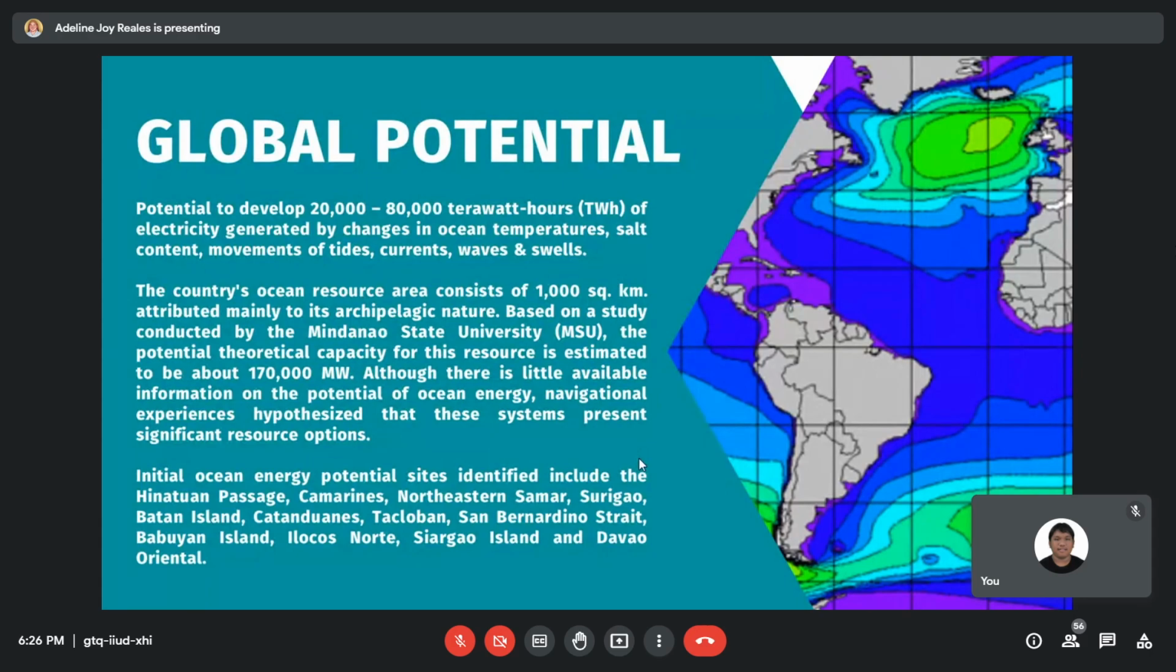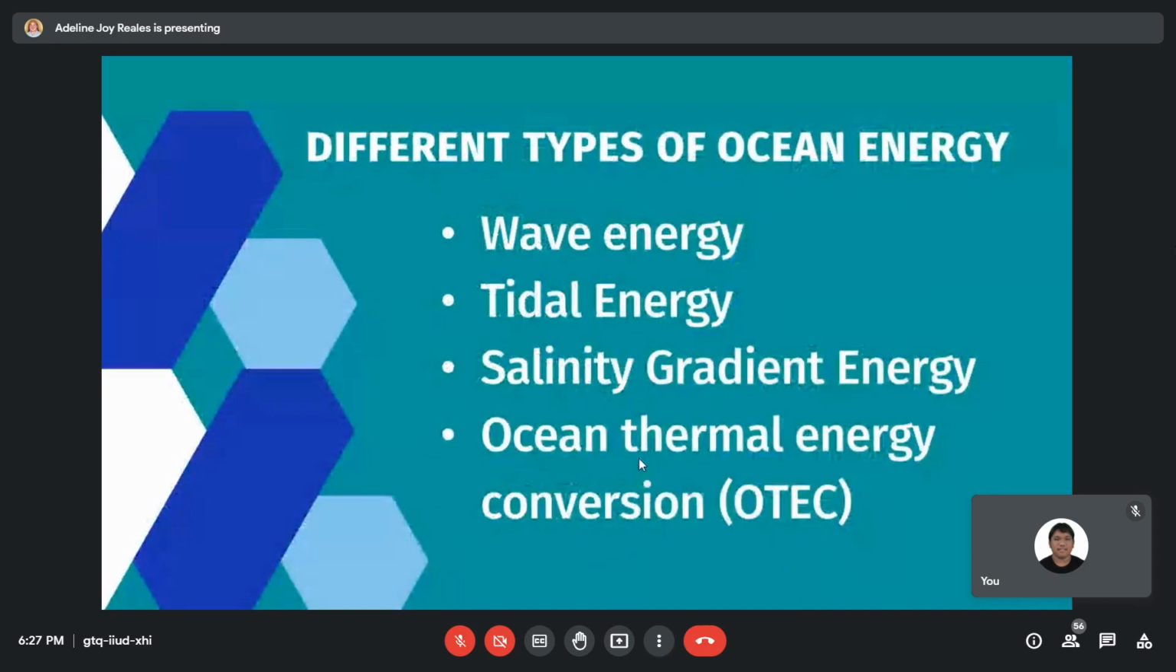So according to the Department of Energy of our country, roughly 76% of the Philippine sources of energy came from fossil fuels, and the remaining percent was mainly attributable to renewables. So the ocean energy is still not part of the current energy mix. Next po. So there are different types of ocean energy. We have wave energy, tidal energy, salinity gradient energy, and ocean thermal energy conversion.